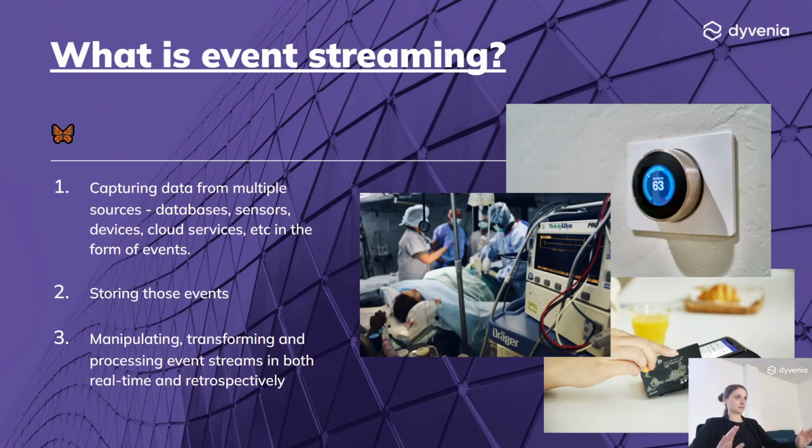What is event streaming? Maybe let's jump back. Event streaming is capturing data from multiple sources. It can be databases, sensors, devices, mobile ones, or cloud services, in the form of an event. It is also the storing of those events. And event streaming can also be manipulating those events, so any form of transformation or processing, both in real time and in retrospect.